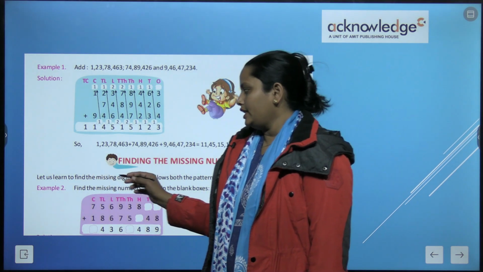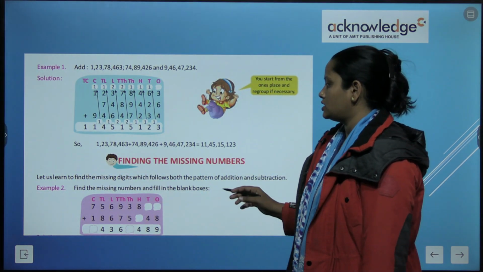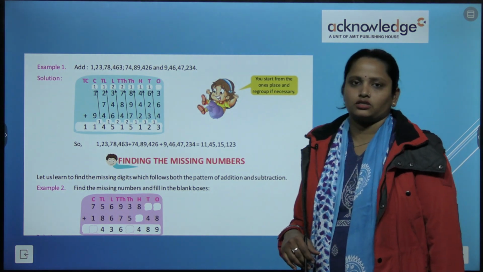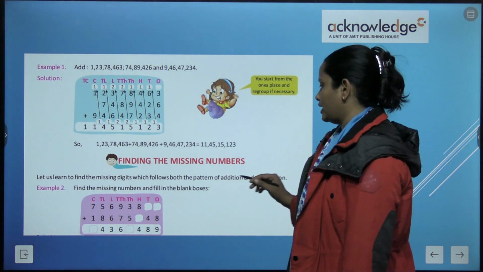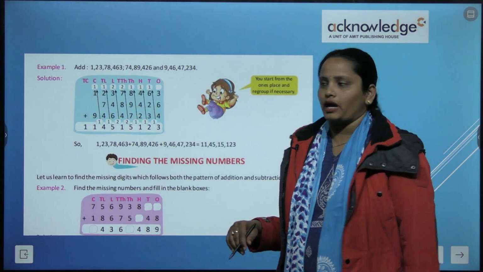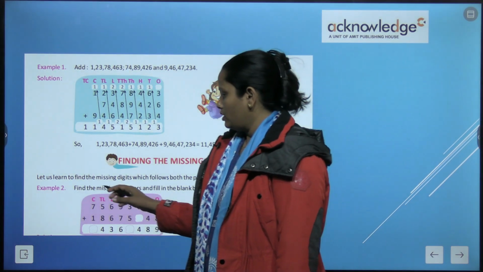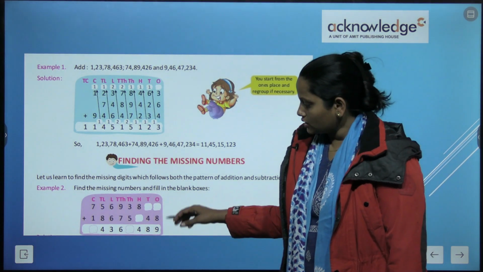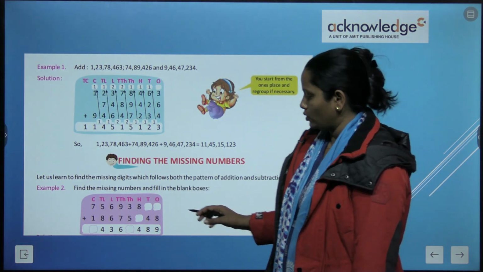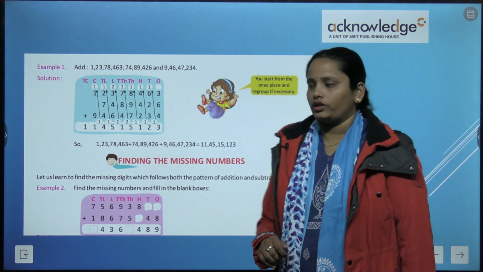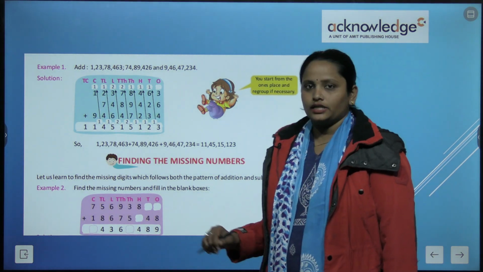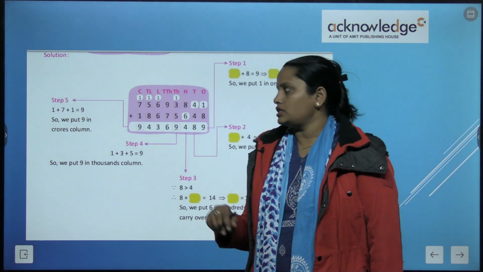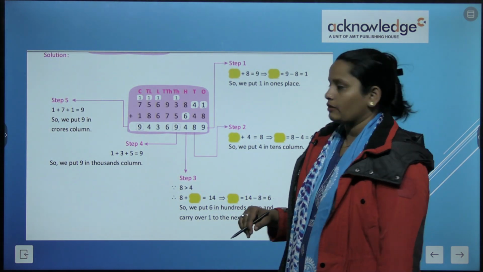Let's learn to find the missing digits which follow both the pattern of addition and subtraction. Missing digit को find out करेंगे जिसमें addition और subtraction दोनों की pattern को follow करते हैं. Find the missing number and fill the blank boxes. यहाँ पे आप देख सकते हो क्वेश्चन दिया गया है, यहाँ पे आपको missing digit को find out करना है और वो कैसे करते हैं? Let's learn. So here you can see what all steps we have to follow.